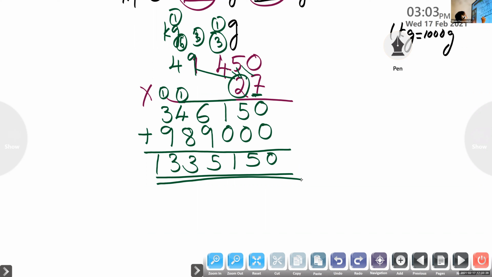So children, the last 3 digits represent the gram, 150. Then the first digits, 1, 3, 3, 5, represent how many kilogram? So that is 1335. The correct answer. Very good.